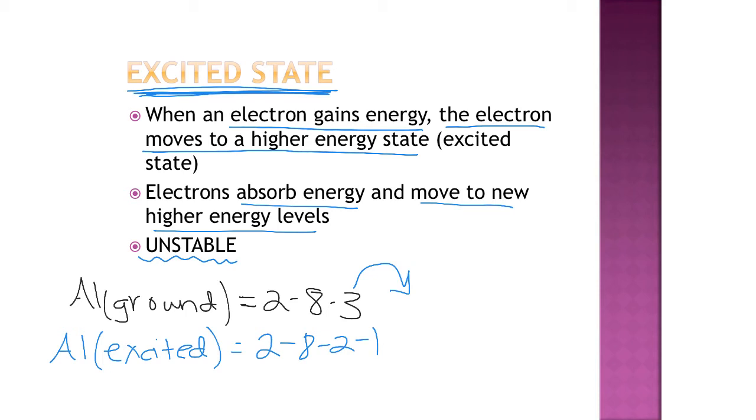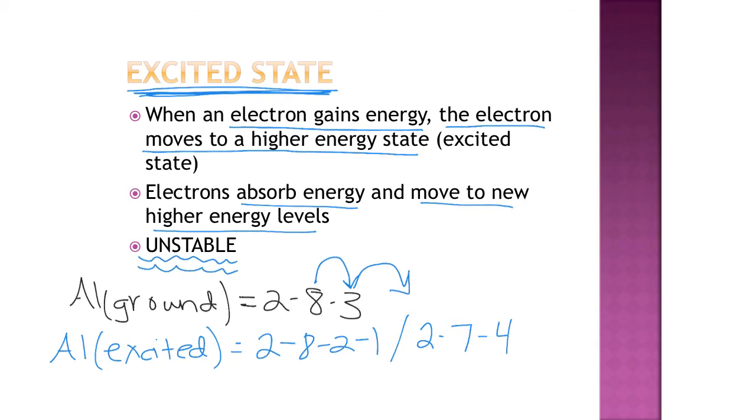Or, the electron configuration might even look like, say, 2, 7, 4. In this case, 1 electron has moved from the second shell out to the third shell. But it's really more likely that it's one of the valence electrons that moves. So you keep the same number of electrons, but an electron bumps out to a higher energy level.